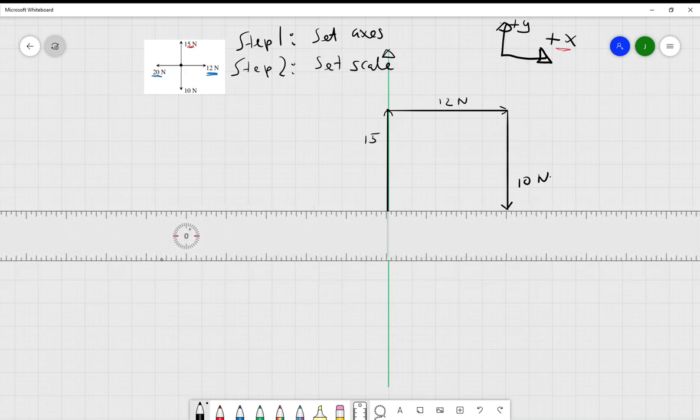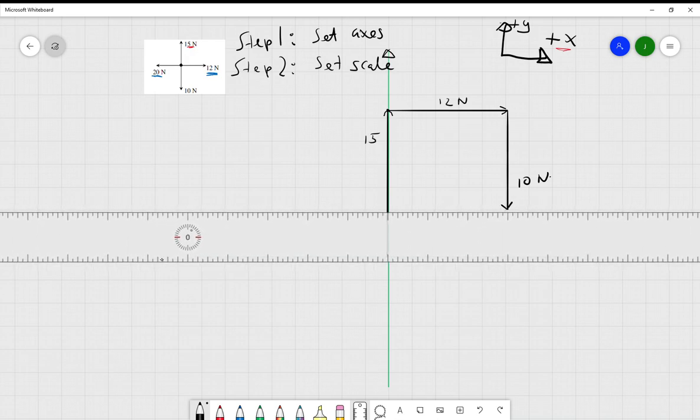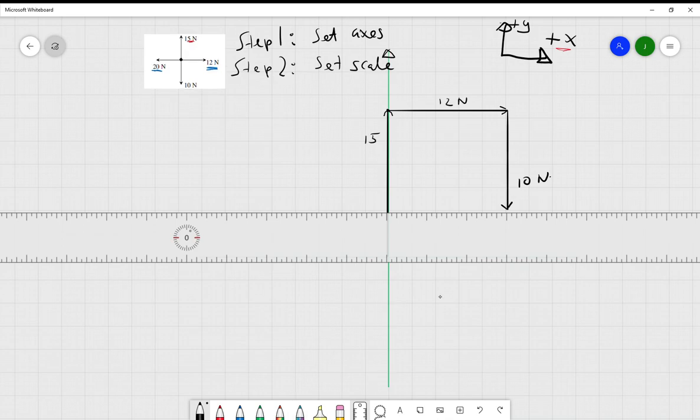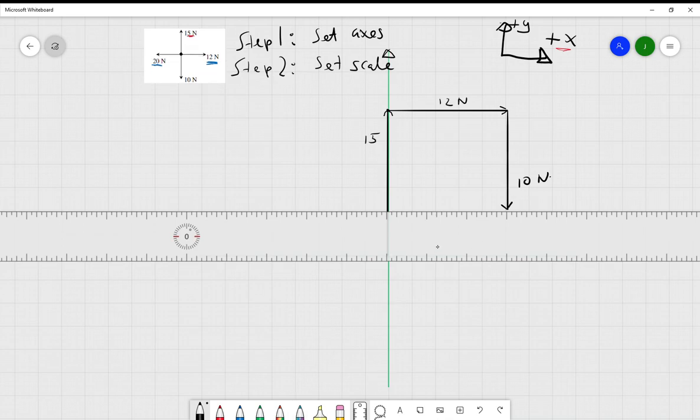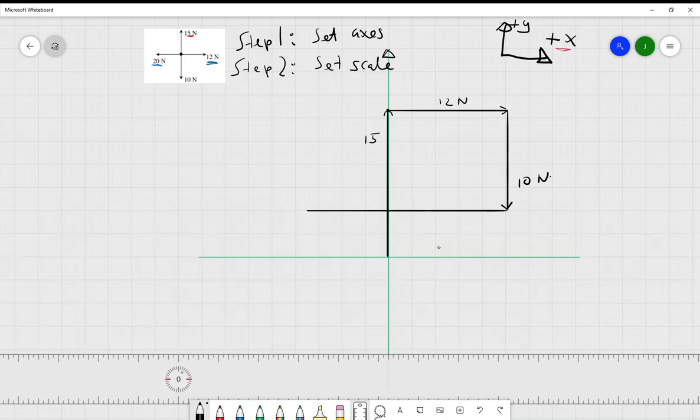Now the next one, the final one, is the 20 newtons. So I'll just line this up here if we can. Again, blocks of 4. It just needs to move up a bit. Okay. So 4, 8, 12, 16, and 20. Alright, so that's all 4 vectors done, and we end up right here.